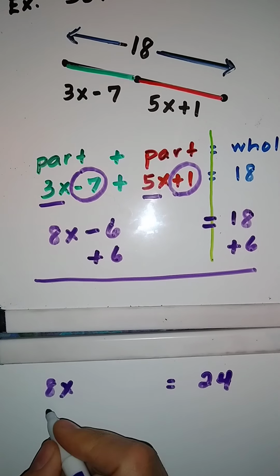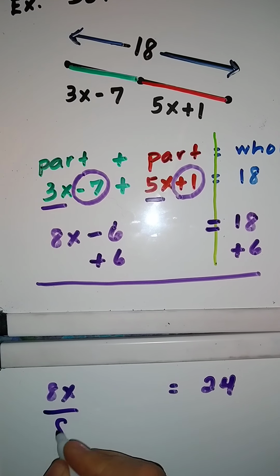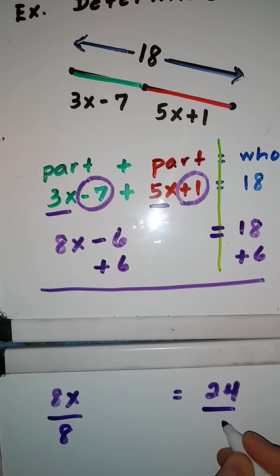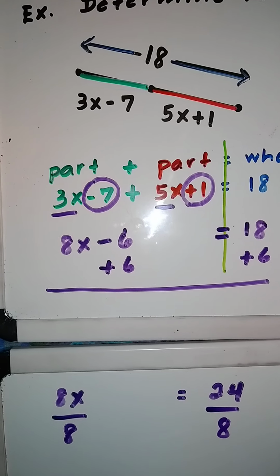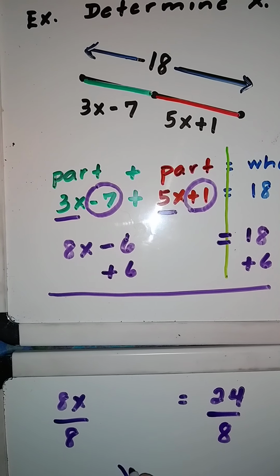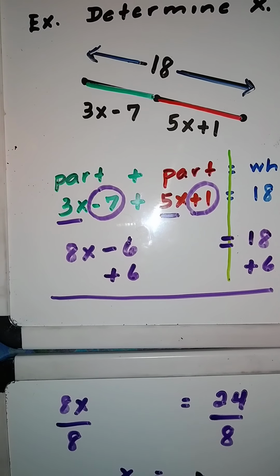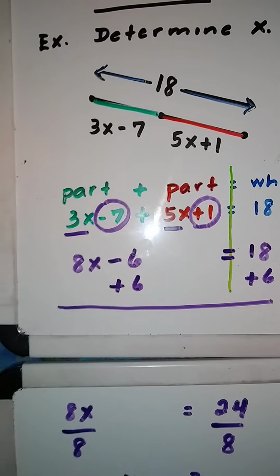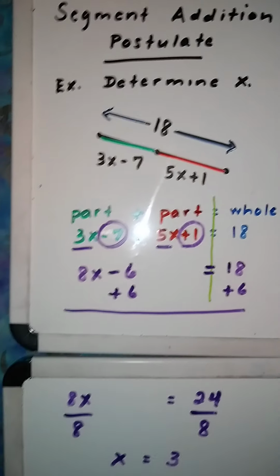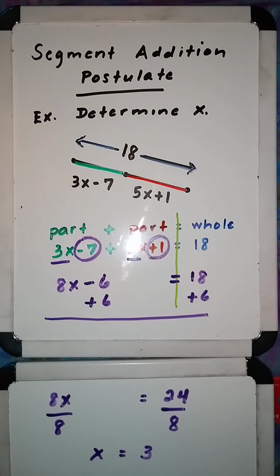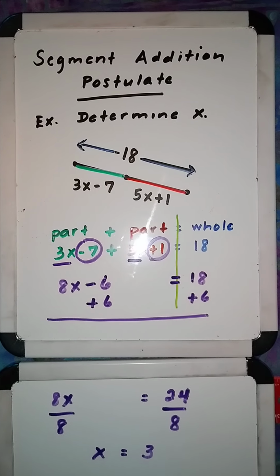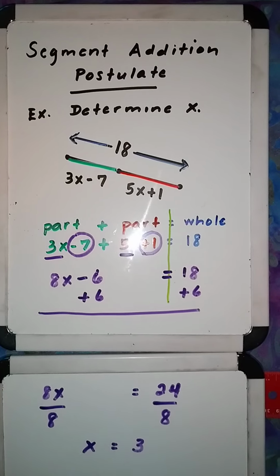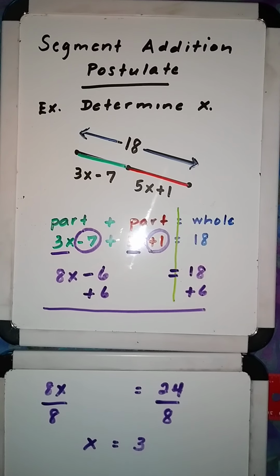Last solving step is to divide by 8. x is 3. So the directions were worded to determine x. You can think of that also as solve for x. So in this example, x equals 3.